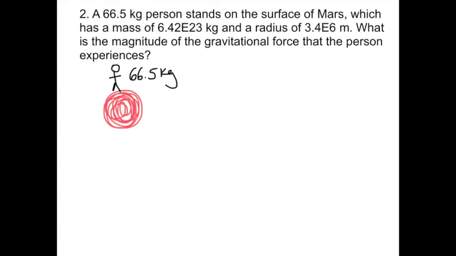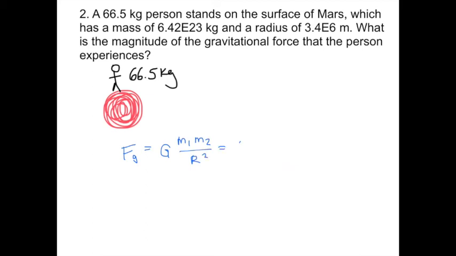Number 2. A 66.5 kilogram person stands on the surface of Mars, which has a mass of 6.42 times 10 to the 23rd kilograms and a radius of 3.4 times 10 to the 6th meters. What is the magnitude of the gravitational force that the person experiences? So we're solving for gravitational force, which means we'll set up this same equation. Gravitational force equals G m1 m2 over r squared. This time we have all of the numbers on the right side to plug in.